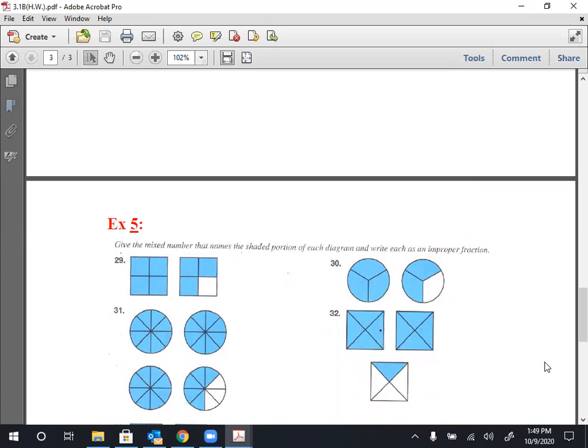So the answer to 32 would be 2, not a third, be careful, 2 and 1/4. Why a fourth? Because each of those are separated into 4 parts. You see it? Be careful there, not a third, but a fourth, okay? Does that help? That helps.